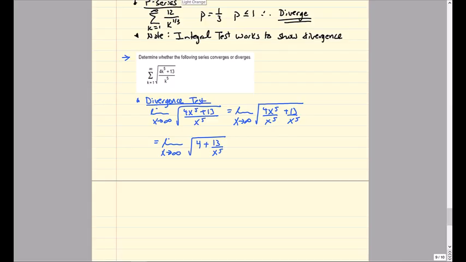So what ends up happening here is this term goes to 0 because the numerator is fixed, the denominator is increasing without bound, or you could say the degree in the numerator is less than the degree in the denominator, and I'm just left with the square root of 4 here. And of course the square root of 4 is 2. 2 does not equal 0. Therefore, it diverges by the divergence test. So here the divergence test worked for us to conclude divergence.